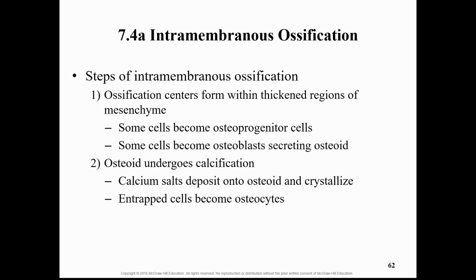We get something called an ossification center within the thickened region of the mesenchyme. Some of the cells will differentiate and become osteoprogenitor cells, and then some of those will become osteoblasts and secrete osteoid. The osteoid will undergo calcification, and as we deposit those hydroxyapatite crystals into there, the osteoblasts will become trapped and become osteocytes.